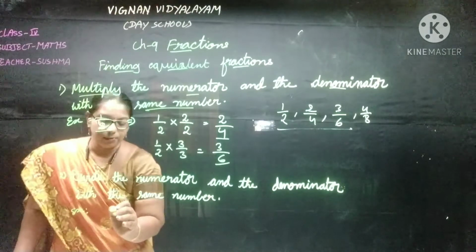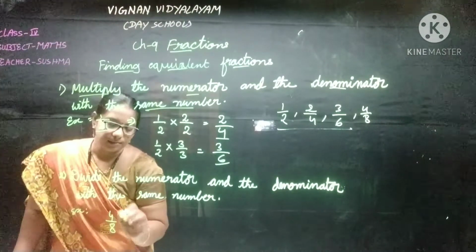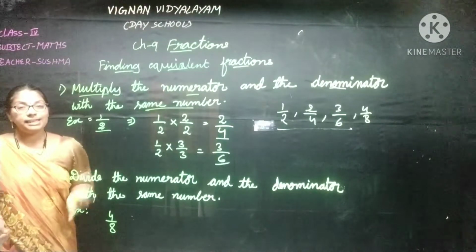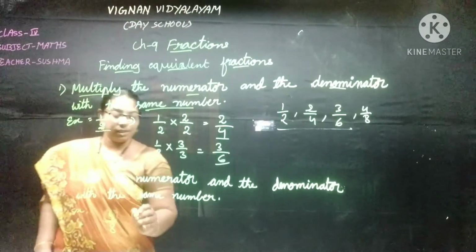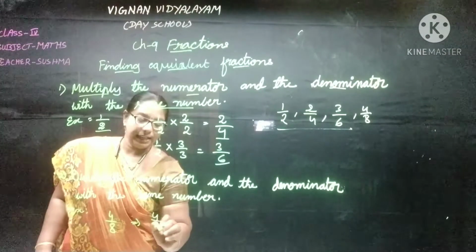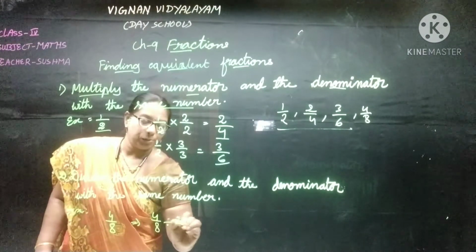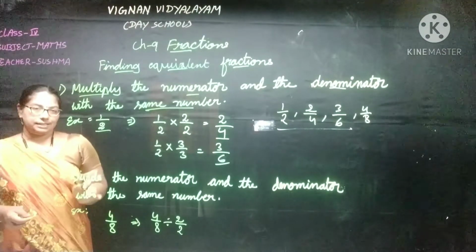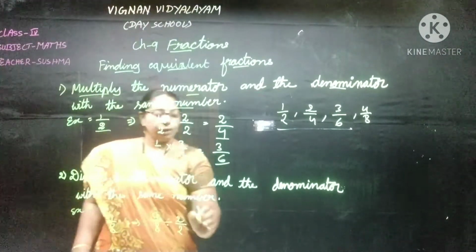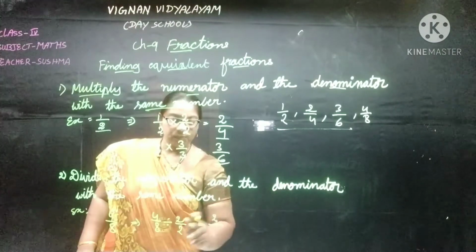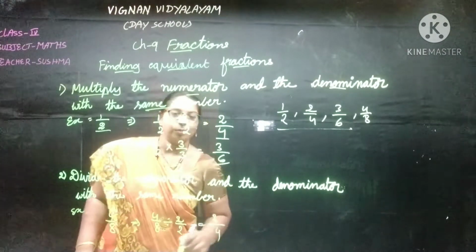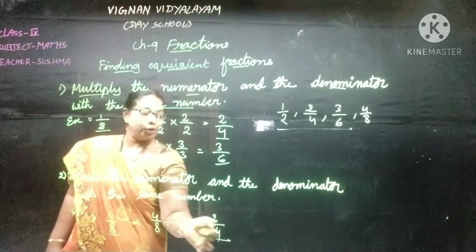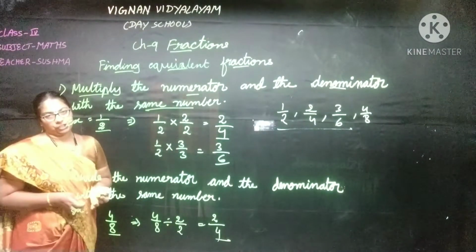Let us take 4 by 8. We can divide the numerator and the denominator with the same number. So here let us take 4 by 8 divided by 2 by 2. Both the numerator and the denominator we are dividing with the same number, 2 by 2. So 4 divided by 2 is 2, 8 divided by 2 is 4. So 4 by 8 and 2 by 4 are equivalent fractions.